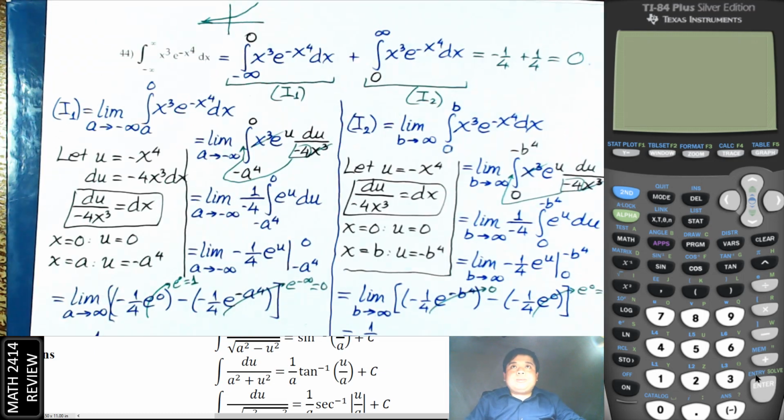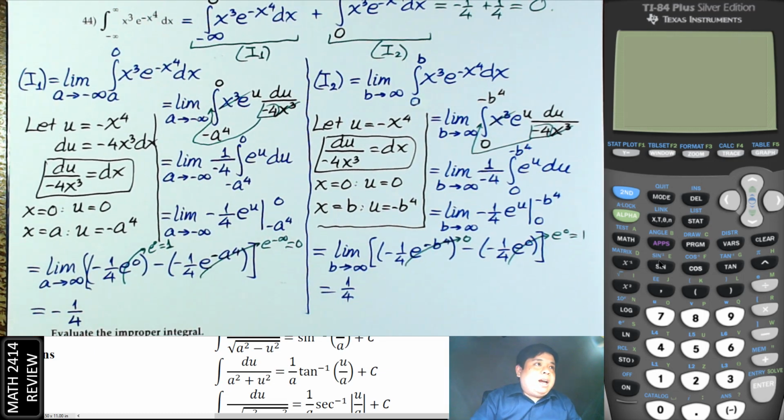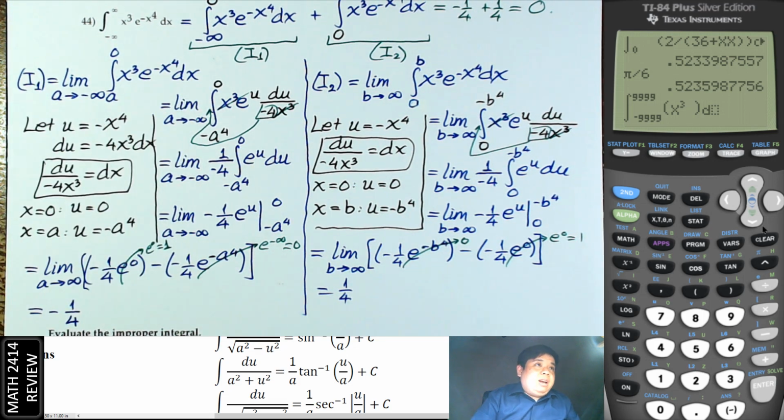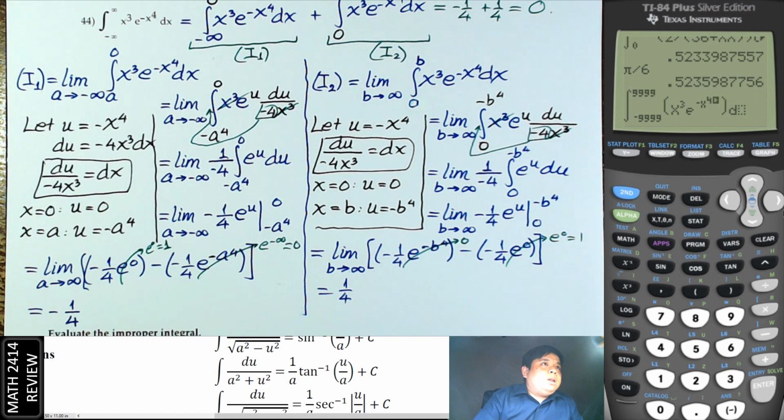That gives us 0. Right, so let's just evaluate this again. This might not work well because we have both infinity here, but let's try. It probably will give us an error here. The problem is because we have e to the negative x to the fourth. That might be a problem. We'll see. Right, so that's good.